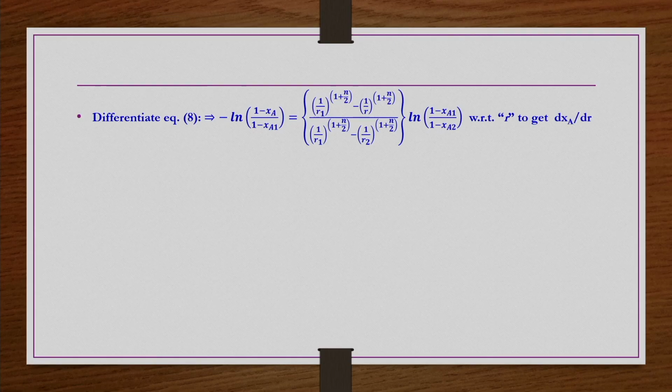So, under the non-isothermal conditions, the concentration profile for this spherical gas film problem, diffusion from a droplet into a spherical gas film, is provided by this expression, right. Now, if you wanted to know the flux, you have to find out dxA by dr.